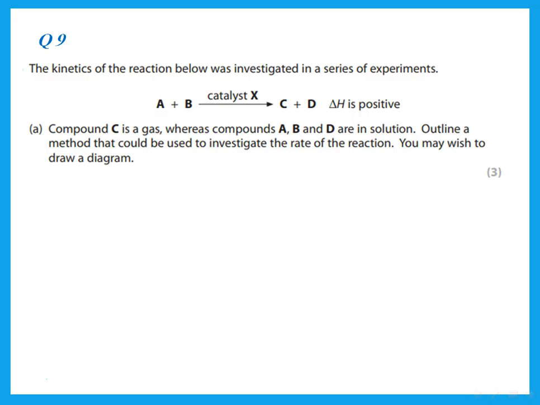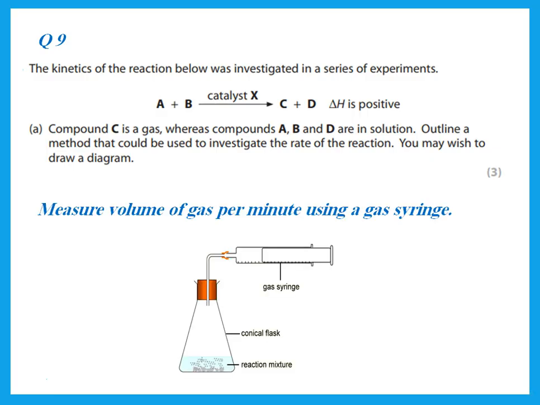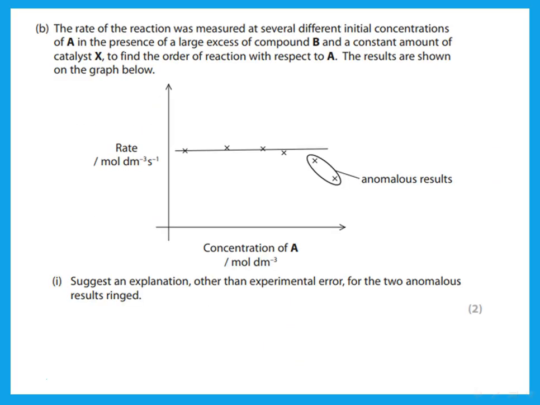How do we determine the rate of a reaction in which we have a solution reacting to give a gas? I can do that by measuring the volume of gas per minute using a gas syringe. The rate of the reaction was measured at several different initial concentrations of A in presence of a large excess of the others and catalyst X.